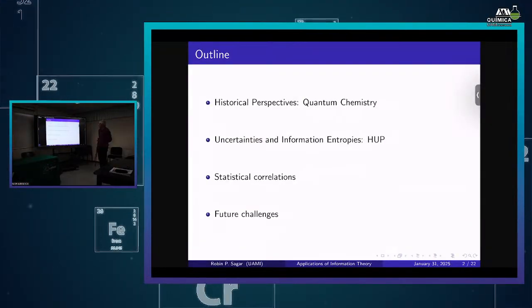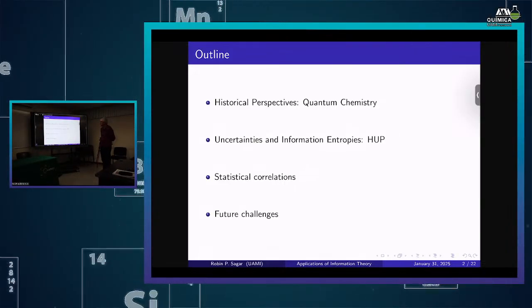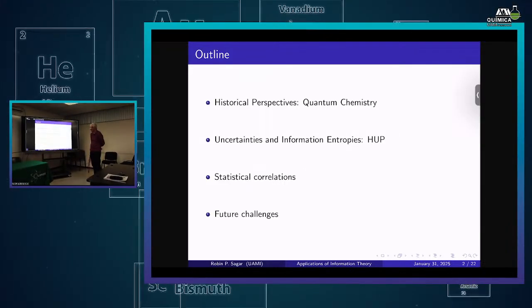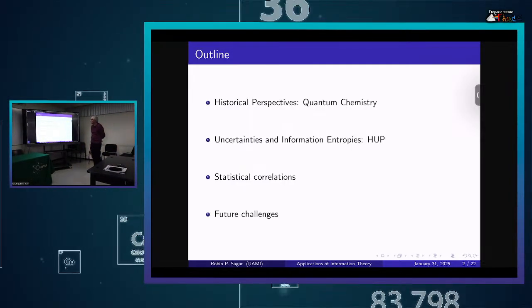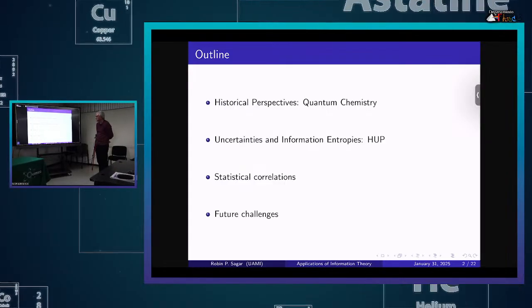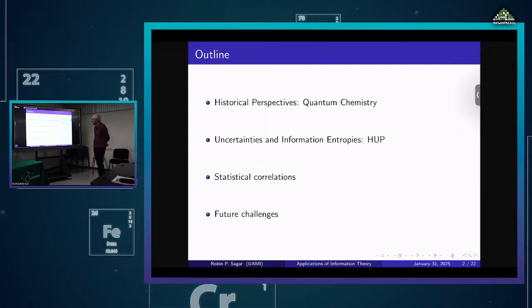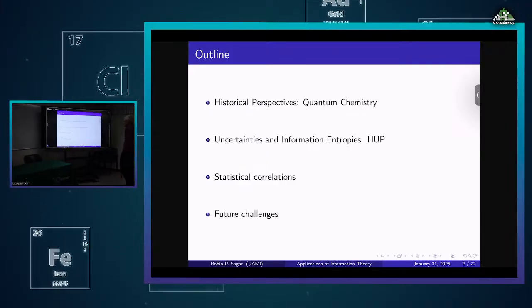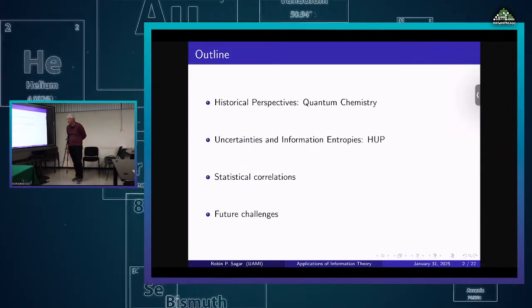The outline of my talk is I'd like to give some historical perspectives on why we do this kind of work. I'm a quantum chemist, so I would like to speak briefly about what the motivations were at the beginning. Then I'll go on to speak about uncertainties and the relation with information entropies. And the basis of this is the Heisenberg uncertainty principle.